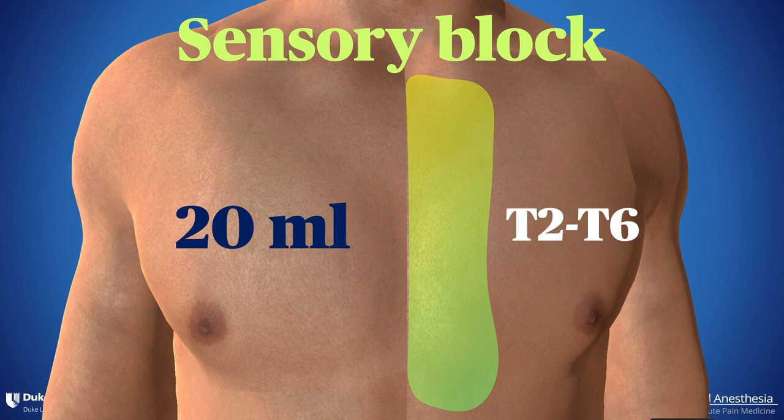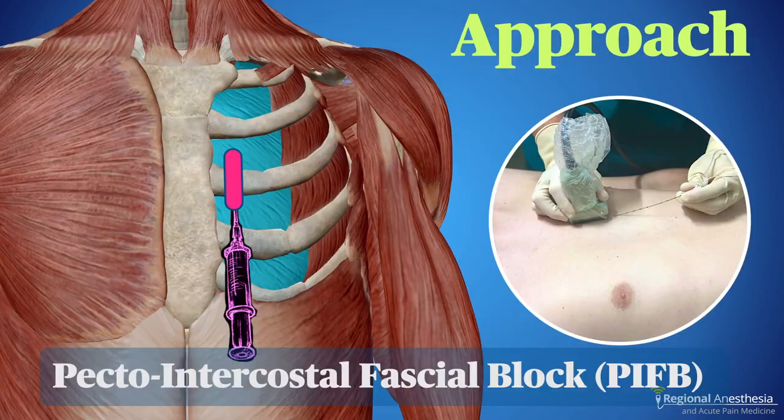These blocks have been used as an adjunct to PECS or serratus plane block for breast surgery, and studies have demonstrated superior analgesia with that combo compared to PECS alone. One of the growing indications is for midline sternotomy for cardiac surgery or thymectomy. We've also used this block in the trauma setting for those patients that have pain from sternal fracture. Let's take a look at these two approaches.